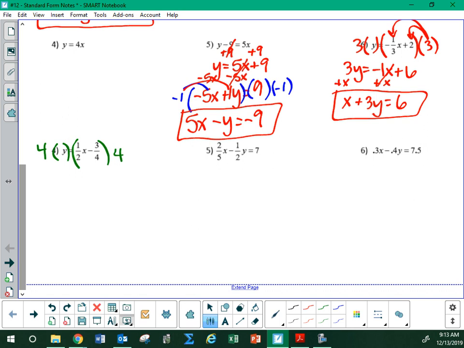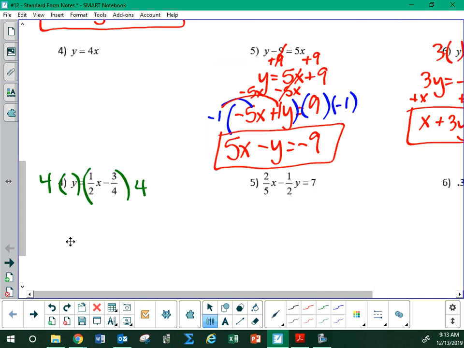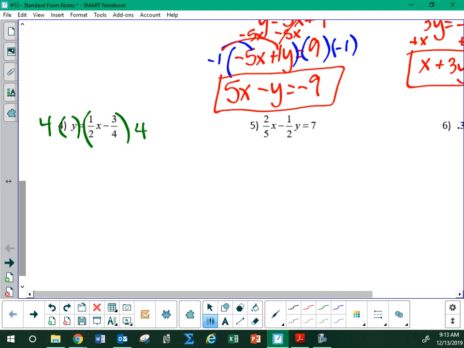Zoom in some so you guys can see a little better. Okay, so I have 4 times y is 4y. And again, I have to distribute. Use your calculator to help you out. 4 times 1/2 is 2.